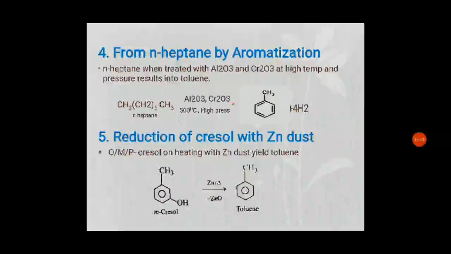Orthocresol means if the OH group is present at the ortho position, then it is called orthocresol. If it is present at the meta position, then it is called metacresol, and if it is present at the para position, then it is called paracresol. Here we have taken metacresol. When this metacresol is heated with zinc dust, the oxygen atom will be removed. That means reduction takes place, and therefore we get toluene.